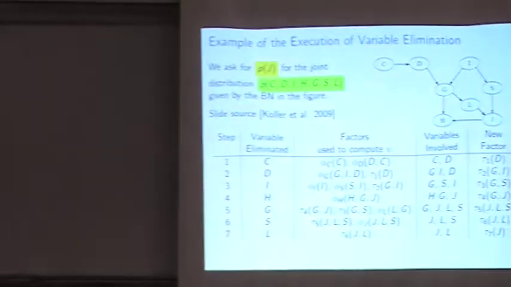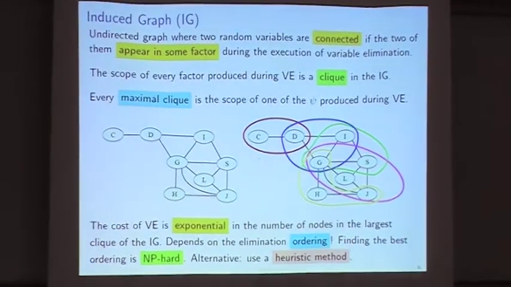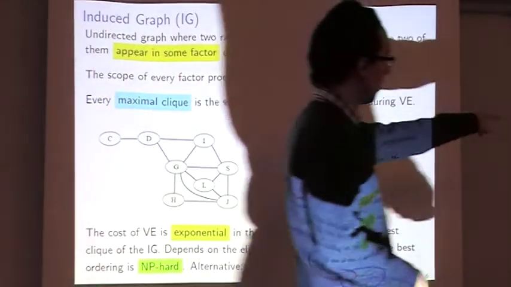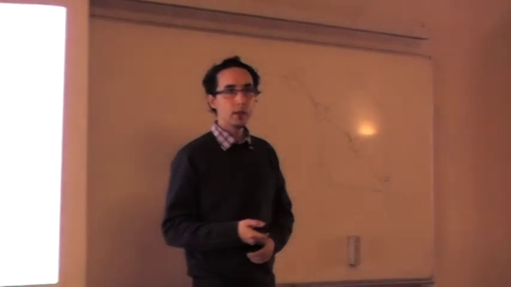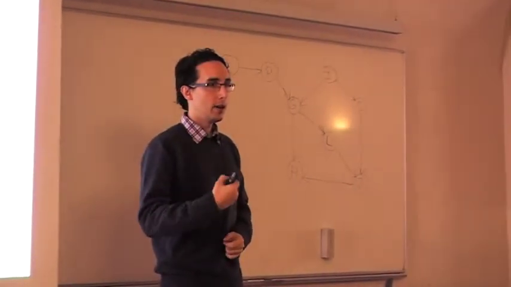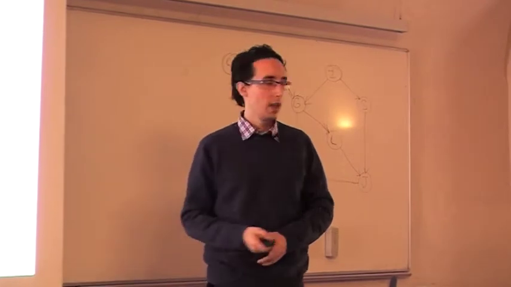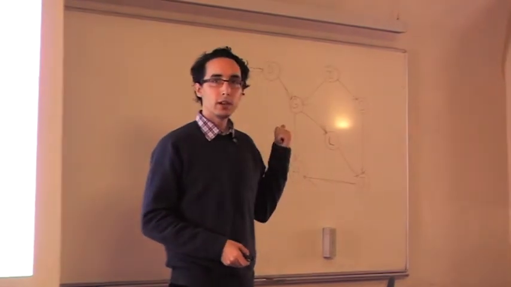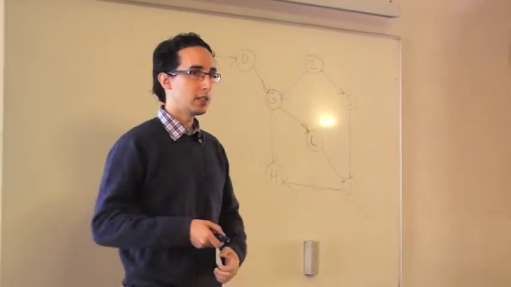So this would be the induced graph for this execution of variable elimination. And we can obtain this induced graph in a very easy process. This would be the graph for the directed graphical model on which we are running the variable elimination. To get the induced graph, we first obtain the undirected version of this graph. We do this with a process called moralization that we saw in the first lecture.